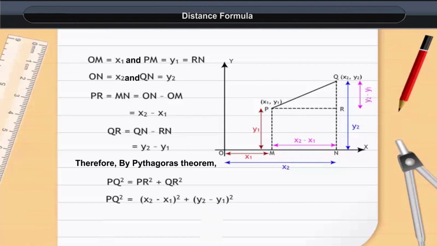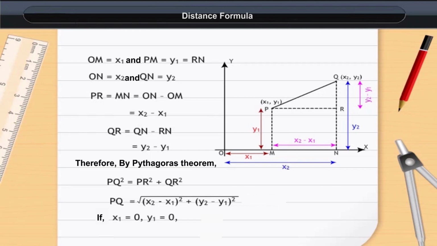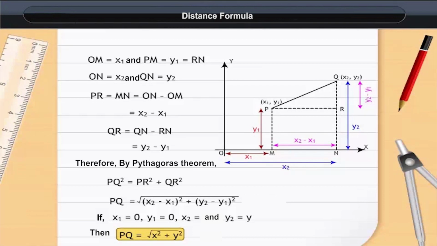Therefore, by Pythagoras theorem, we can say that PQ square is equal to PR square plus QR square, that is, PQ square is equal to (x2 minus x1) square plus (y2 minus y1) square. Hence, PQ is equal to the square root of (x2 minus x1) square plus (y2 minus y1) square, which is known as the distance formula.